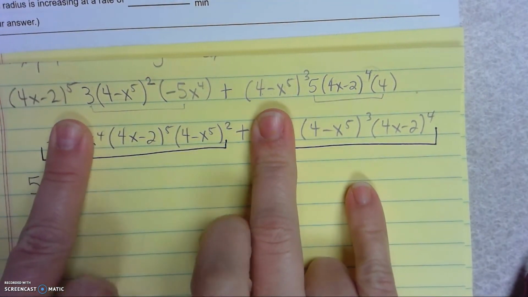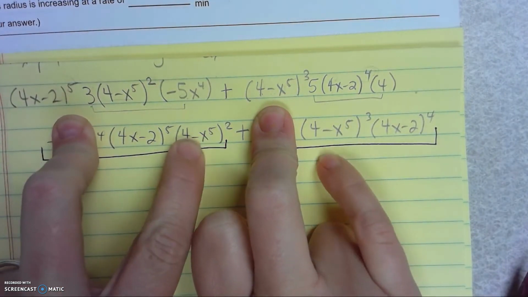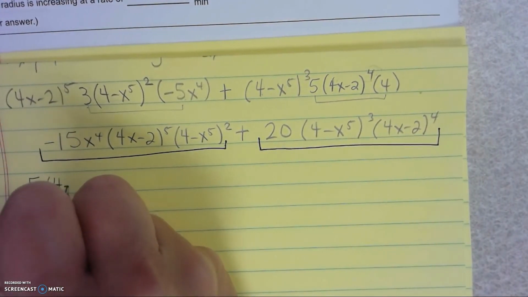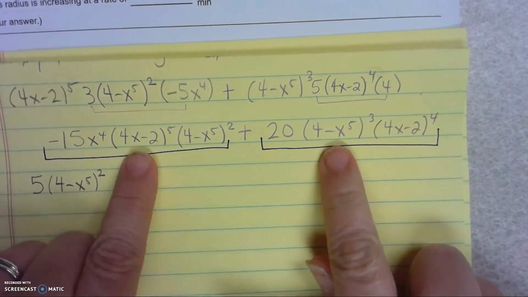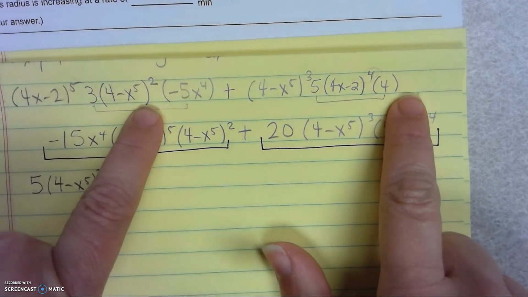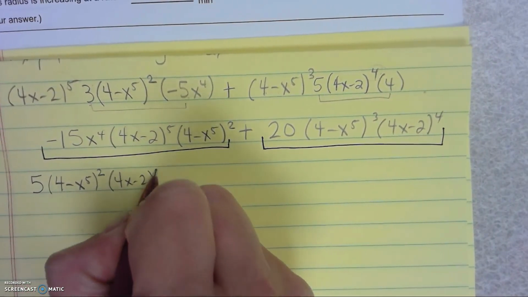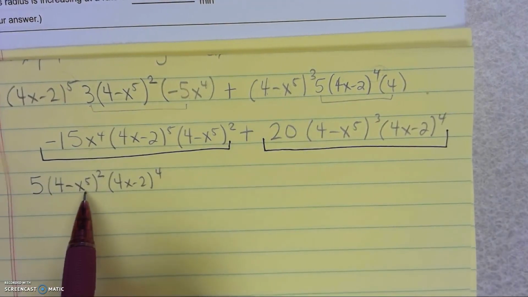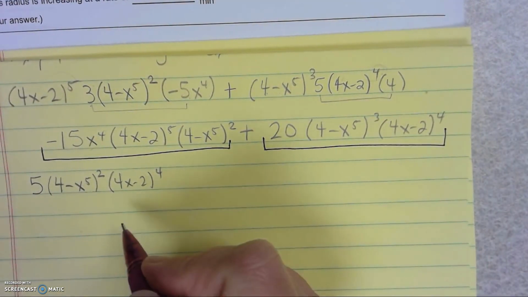Then when you look at what's left, they have (4 minus x to the 5th) in both of them, and the most I could pull out of each term is 2 of them. So I'm going to pull out (4 minus x to the 5th) squared. And then when I look at 4x minus 2, I have the 4th power and the 5th power. So the most that I can take out of both of them would be 4. So (4x minus 2) to the 4th power. Now this is my GCF. So what I do is I take and divide both terms by this GCF. I'm not going to write that out. If you want to see that, you can shoot me an email and I'll show you.